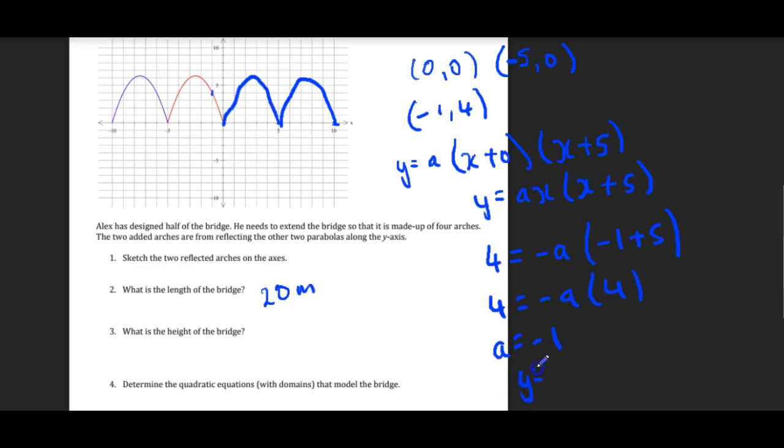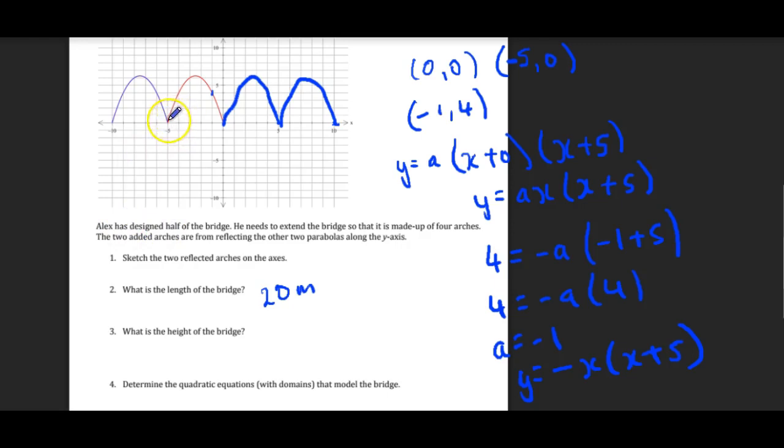So your equation, just substituting it back to here, it's negative, so we don't need to put that bracket in, so negative x times x plus 5, or you could write it in expanded form if you wanted to. So what have we done? We've just done the equation.